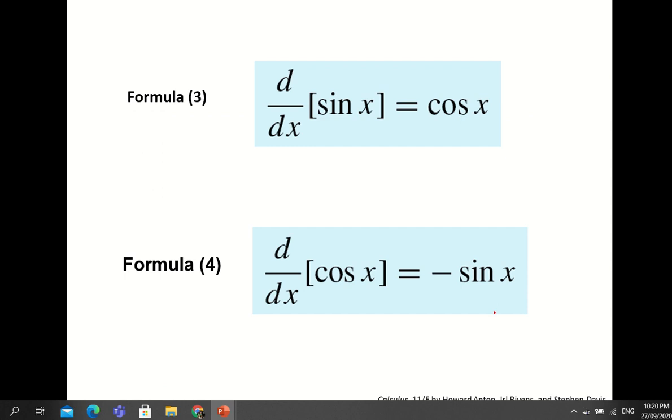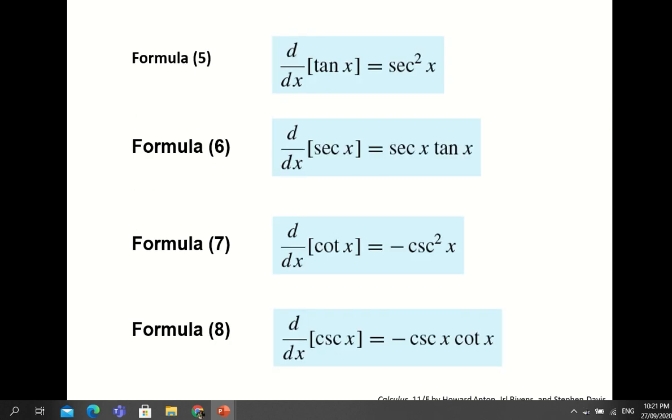Then we have another formula here that you need to memorize also. We will give you details on this part later on, but now I want you to remember these formulas for trigonometric functions. The derivative of sine x with respect to x is equal to cosine x. So this will be our formula number 3. Formula number 4: the derivative of cosine x with respect to x is equal to minus sine x.